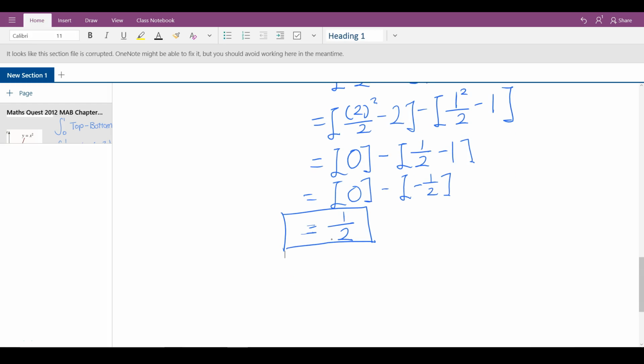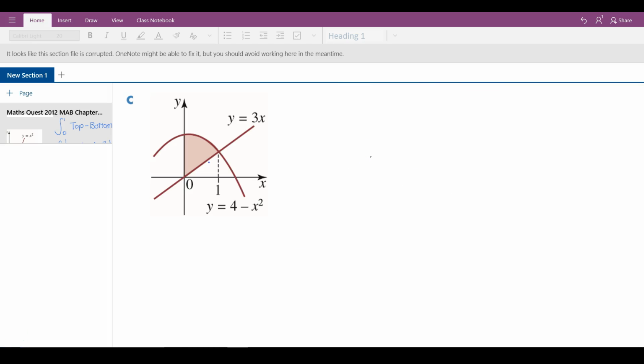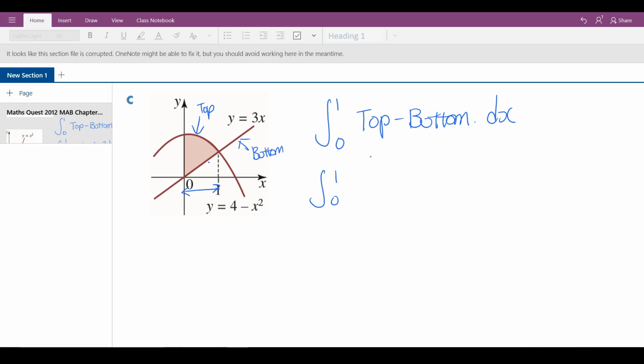Okay, let's go to question C. Alright, we've got C over here. So which one's the top? Alright, so our region is from 0 to 1. So there would be 0 to 1, and top minus bottom, and then integrate with respect to x. Alright, so which one's the top? Obviously our parabola will be the top, and then our linear will be the bottom.